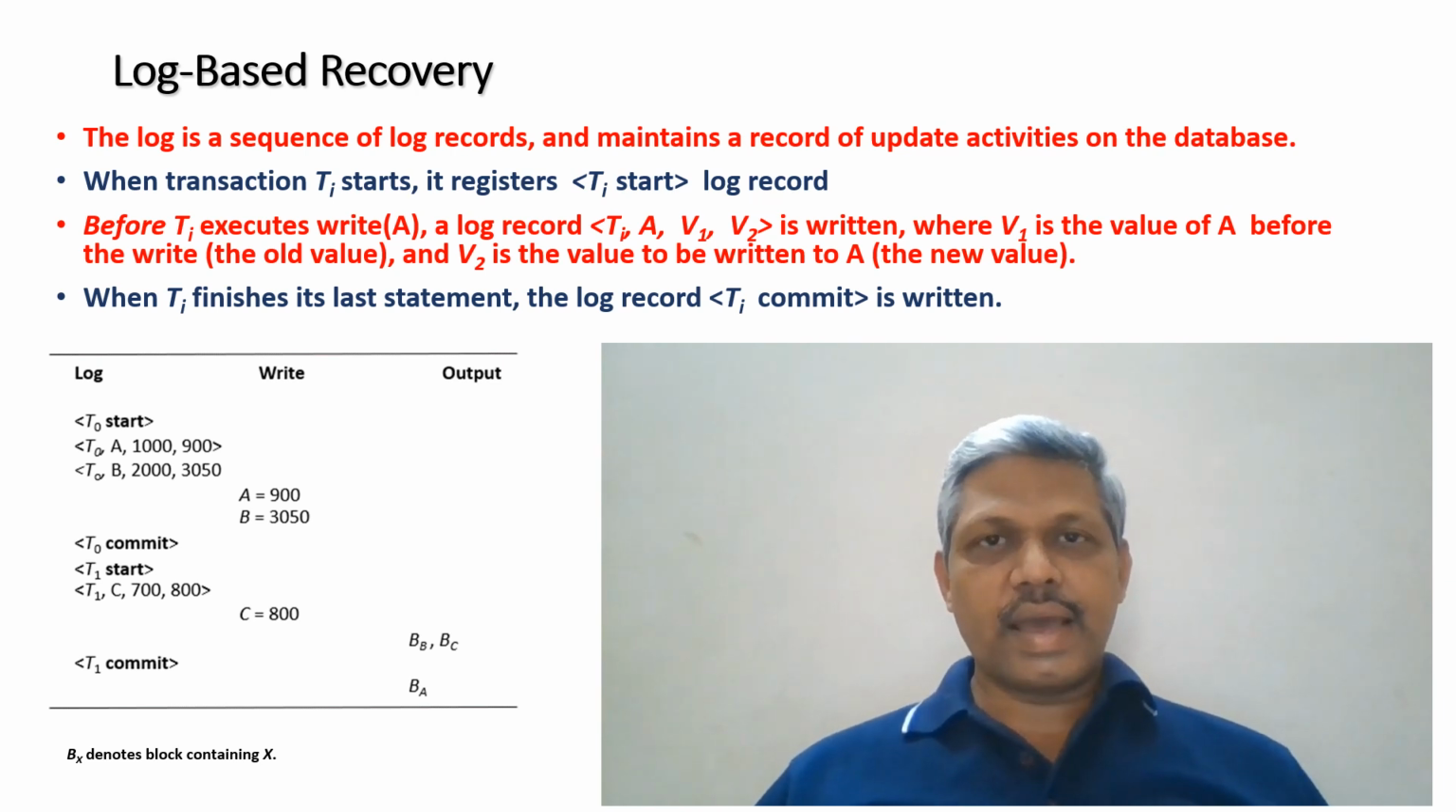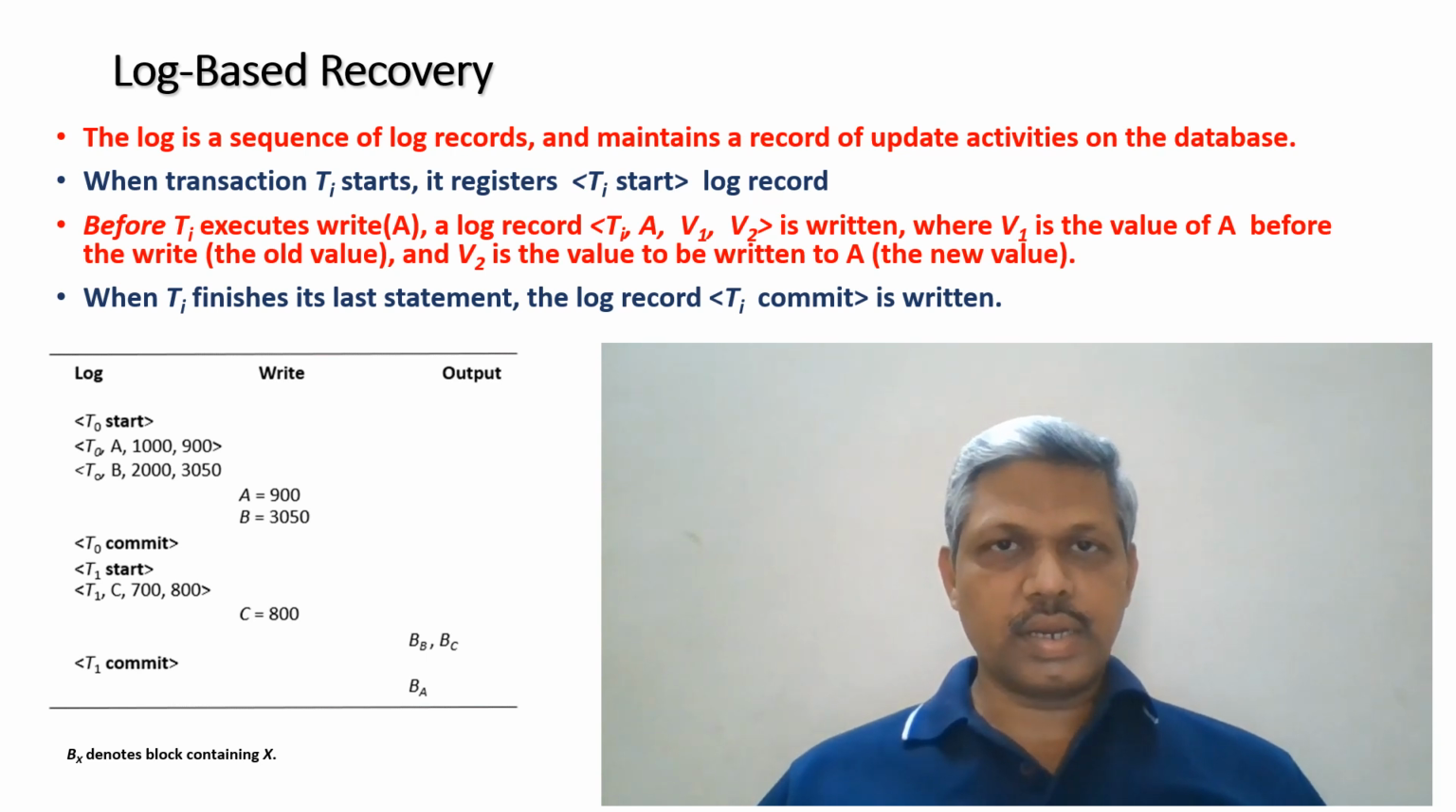And for every instruction of the transaction, it has to create a log record. Suppose it wants to read a database object, TI is reading the database object A, and what is the value that it is reading. So a log record is created with that information. And if TI wants to modify or write something, then TI is writing the database object A, and what is the current value and what is the modified value has to be indicated. Such kind of log records are to be created.